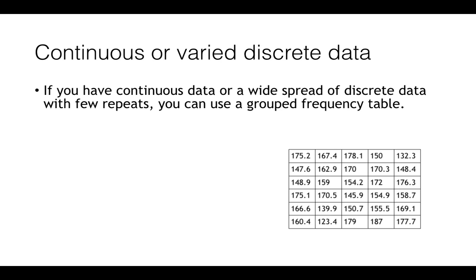Okay, so we are talking about continuous data here, okay? Or very, very varied discrete data. Say you're collecting discrete data, but you haven't got any values that are the same. For this, we use a grouped frequency table. So here are those heights again that we were talking about. The first thing I'm going to do is identify my lowest value. So I'm going to put that in the table in yellow. The smallest person was 123.4 centimetres. So that is going to tell me the lowest boundary in my grouped frequency table.